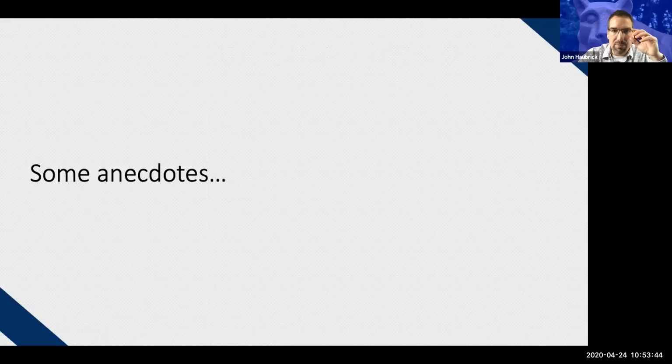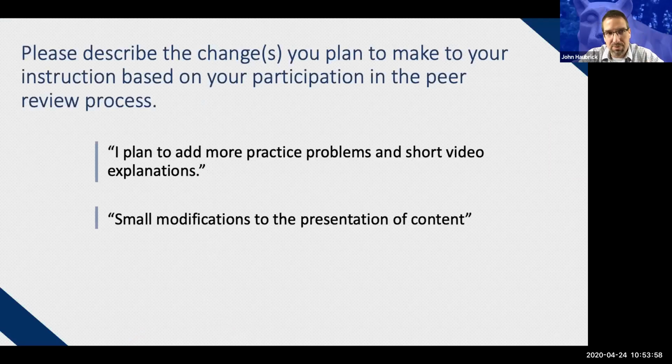Let me give you, so we sent these surveys out, and again, I'm in the process right now of doing the results and the write-up and things like that. But I pulled out a few anecdotes because I thought you would like to see. One of the questions on the survey was, please describe the changes you plan to make to your instruction based on the participation in the peer review process. And, you know, they're not big, they're not major changes, but I thought it was very good that they're at least verbalizing, they're identifying this based on their peer review. And so to me, that's a successful process if they were able to do that, even if it was small modifications.